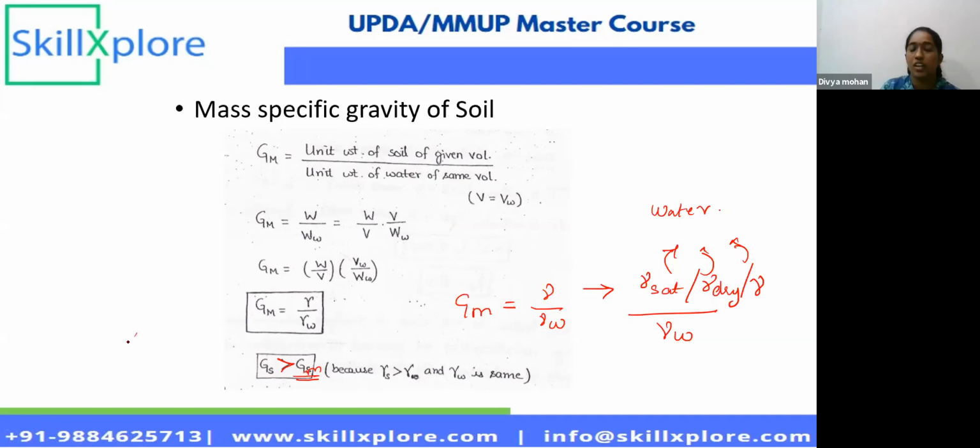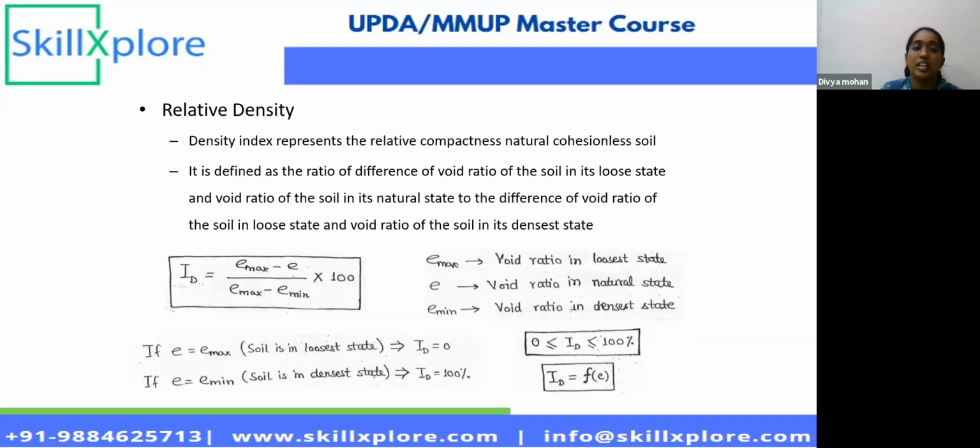The true specific gravity of a soil is always greater than the mass specific gravity of a soil. And we'll take the relative density. Relative density provides the idea of how much the soil is compacted in its natural state. For example, if we are compacting a soil, we can get the minimum void ratio, but if we are loosening the soil, we can get the maximum void ratio, because e is equal to Vv by Vs.